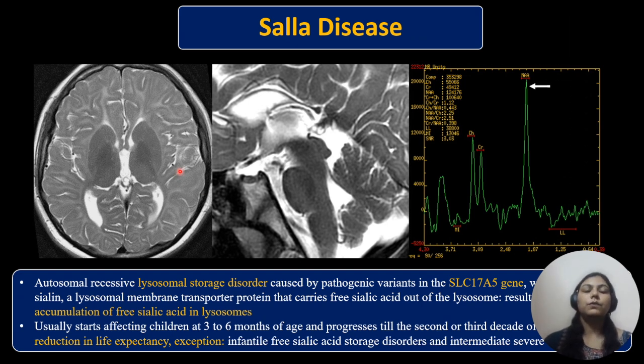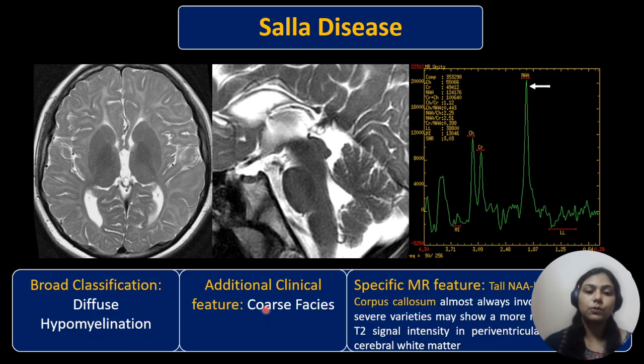Another disease with diffuse hypomyelination is Salla disease, in which we almost always see significant corpus callosal atrophy. It is an autosomal recessive lysosomal storage disorder which leads to accumulation of free sialic acid in the lysosomes. Since it is a lysosomal storage disorder, patients have four phases. On MR, we see diffuse hypomyelination, severe corpus callosal atrophy, relatively preserved cerebellum, but one of the characteristic features which is seen on MRS due to accumulation of sialic acids is the presence of a tall NAA-like peak.